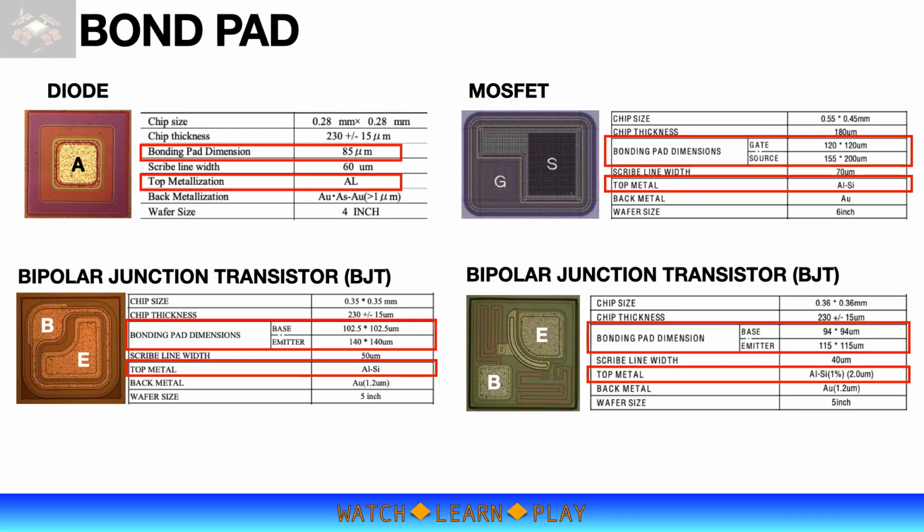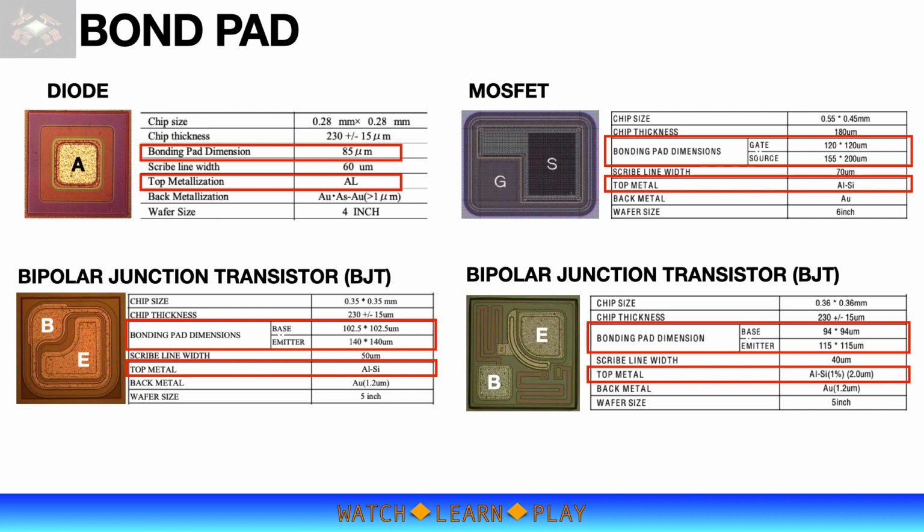This slide shows bond pad information for diodes and transistors. The top left photo is a die image of a diode. Diodes only have two terminals. The die back side is a negative terminal or the cathode, while the top side is a bond pad and is also the anode terminal. The bond pad size for this device is 85 by 85 microns and is composed of 100% aluminum metal.